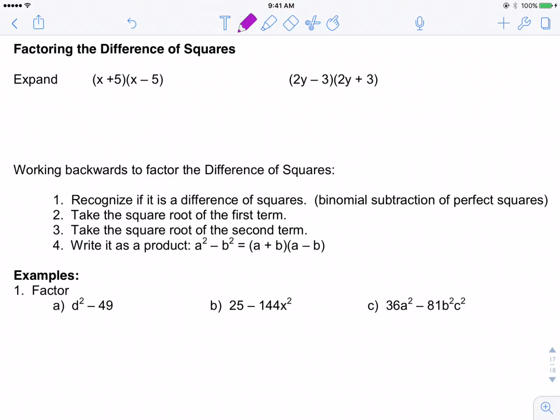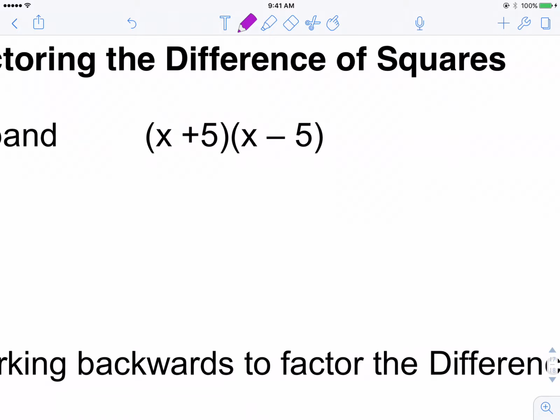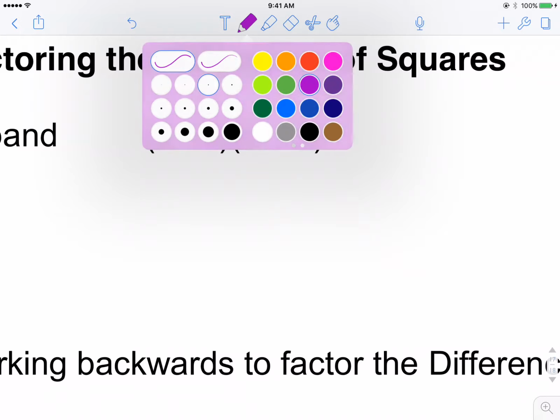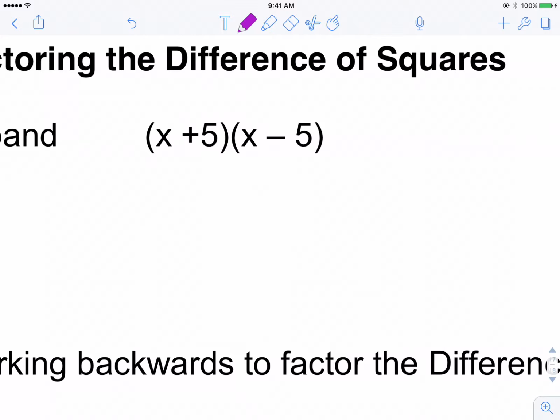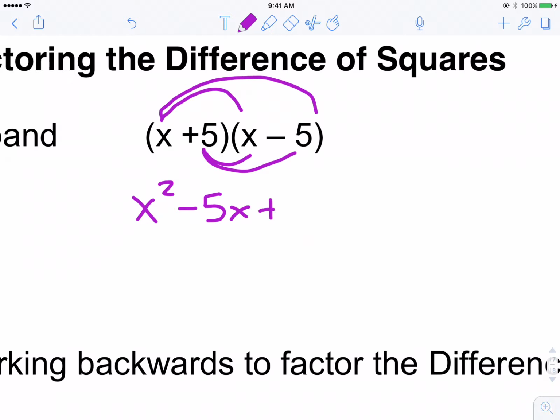So here's our other special case in section 3.8, factoring difference of squares. If we have these two binomials, x plus 5 and x minus 5, and we multiply them out using FOIL because it's a binomial times a binomial, I'm going to go first, outside, inside, last. I'm going to get x squared minus 5x plus 5x minus 25. And if I simplify, minus 5x plus 5x becomes 0, so I just get x squared minus 25.